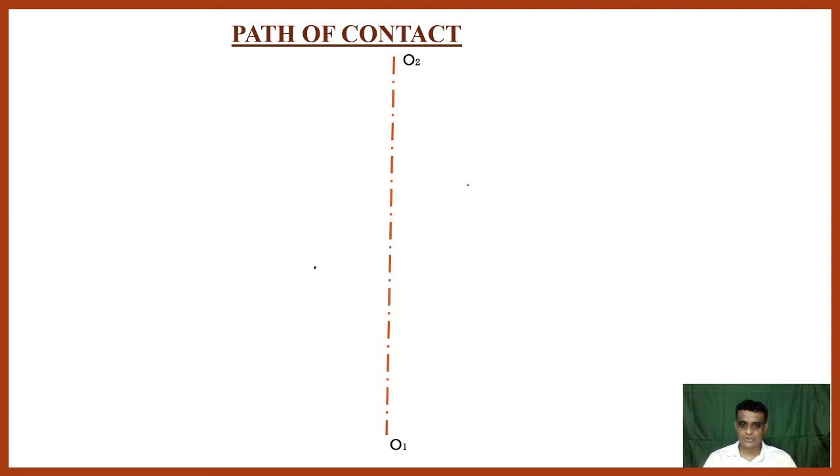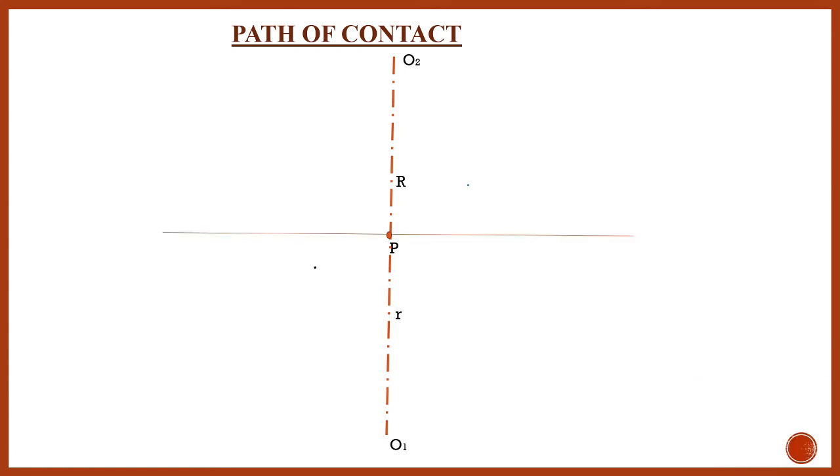You have to mark the two points O1, O2. You have to consider any pitch point P. These are the small r, capital R, which are the pitch circle radii. Next, I will just draw one horizontal line. Next, I will mark the pressure angle. I will draw one inclined line.